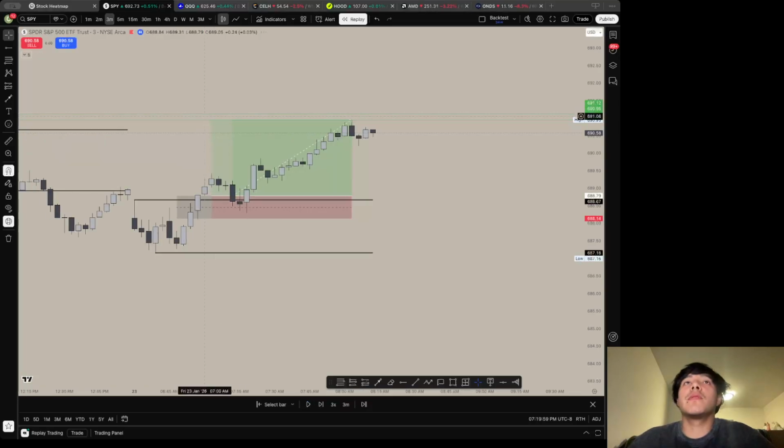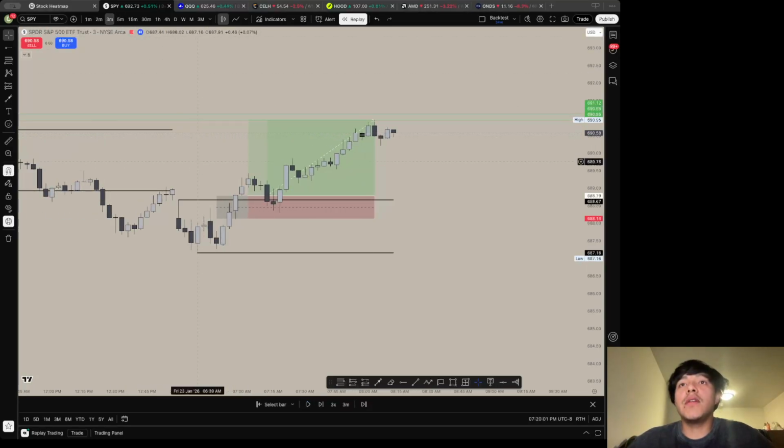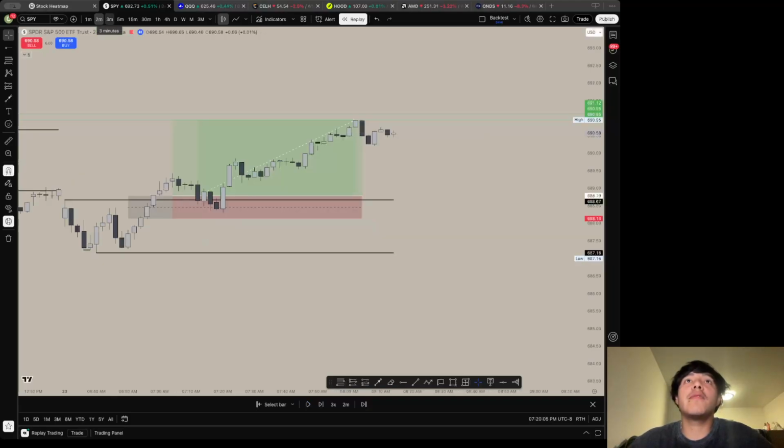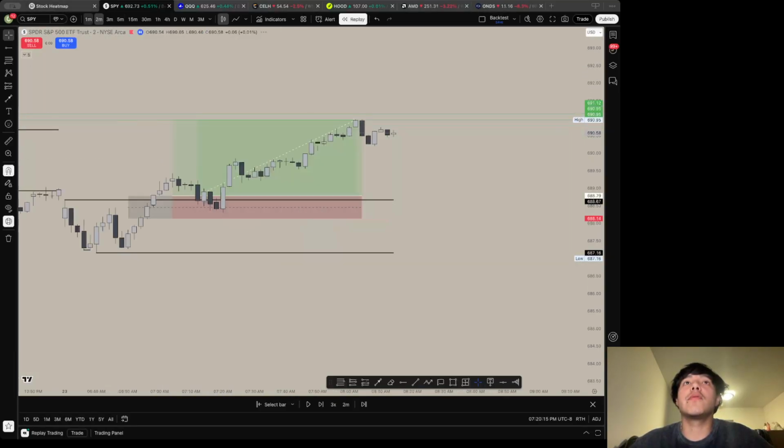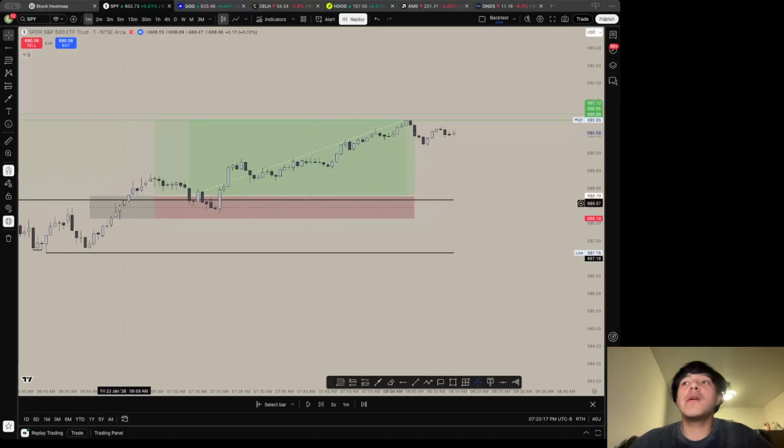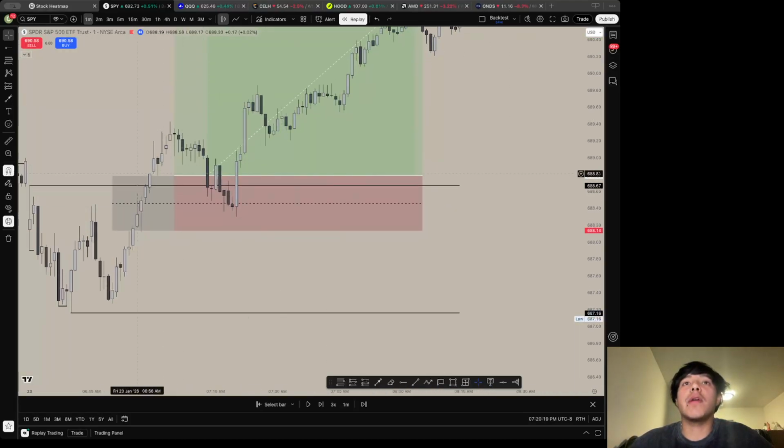So you could have easily also taken this off a 3 minute or any smaller time frame, but you have to remember that the higher the time frame, the stronger the move. So in this case, this 5 minute fair value gap is much stronger than if we were to go down to the 1 minute time frame and we found, say, a fair value gap like right here. It's much stronger.